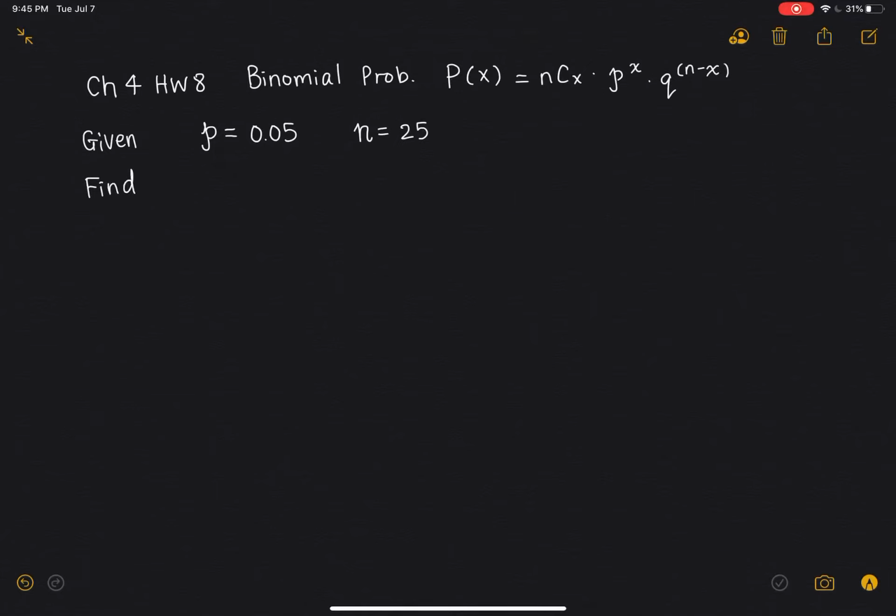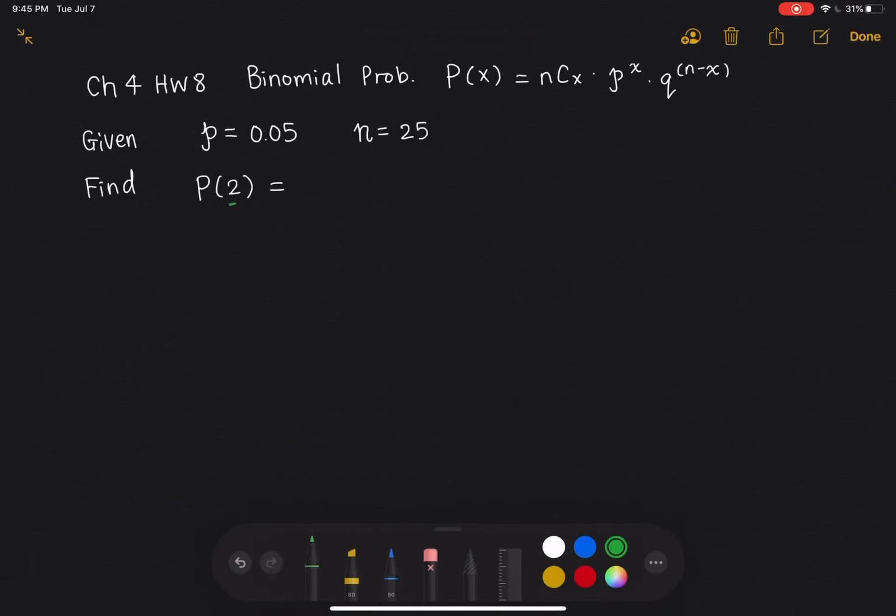We need to find the probability that exactly 2 of those workers say yes, I use public transportation to go to work. So what is that probability? Well, you use the formula, right? So now you know, okay, X equals 2, because it's inside the parenthesis. Your N equals 25. Okay, so you replace N with 25.